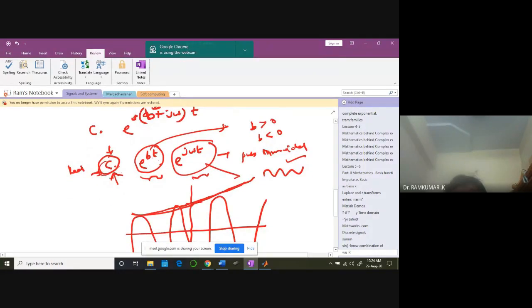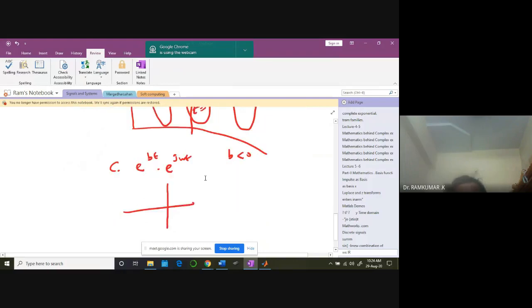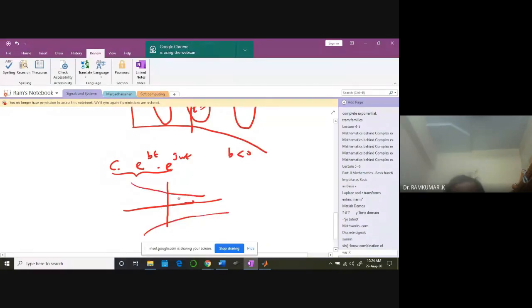This intercept is C, the y-axis intercept at t equal to 0. This exponential will pass through the y-intercept at the point C. But the envelope is going to have a sinusoidal component. That's important. Now C into e power bt with B less than 0, you can represent the waveform as an exponential decay. This point is C, and this is the kind of signal I'm talking about: exponentially decaying pure sinusoid.